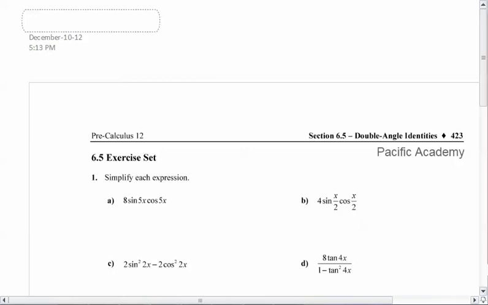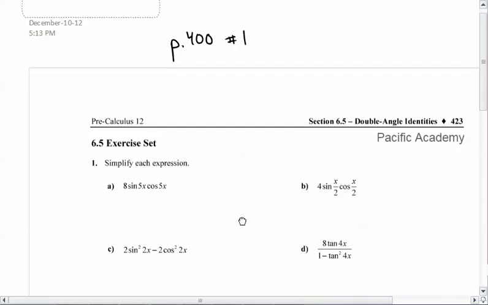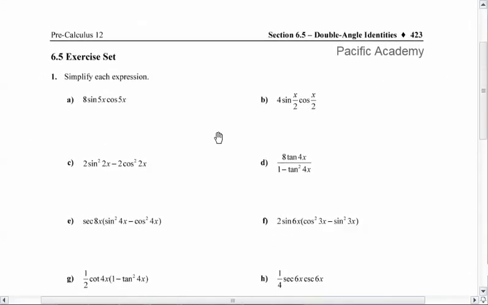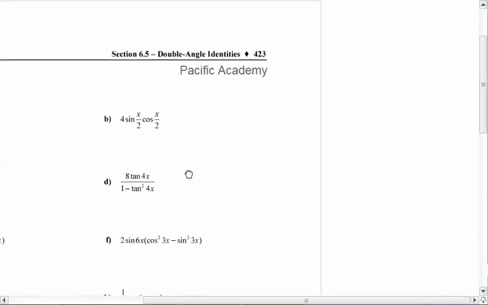So here's a tutorial to help you with some of the homework from today. This is from page 400. Question number 1. So basically with these problems, we're trying to match the expressions with some of the formulas that we learned. So the double angle formulas that we learned, I'll write over here.